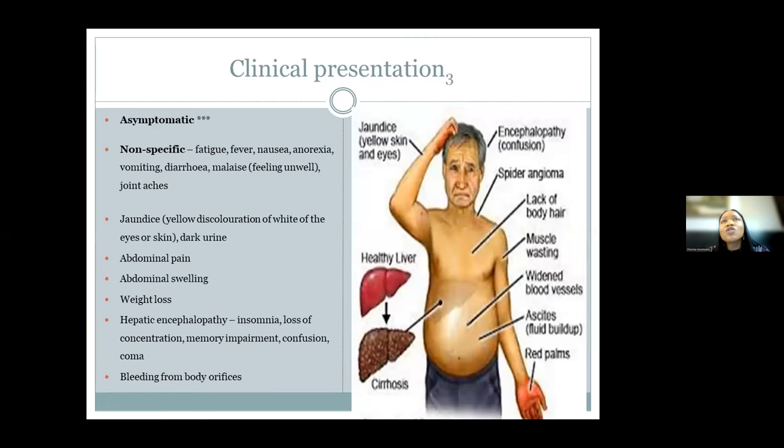So with the clinical presentation of hepatitis, there's another misconception, that every patient with hepatitis usually has jaundice. That's a yellowish discoloration of the sclera. But that is actually wrong, because most patients with hepatitis are actually asymptomatic. They don't have any symptoms at all. And that is a major challenge for us in this part of the world, because most of the patients are unaware that they actually have the virus.